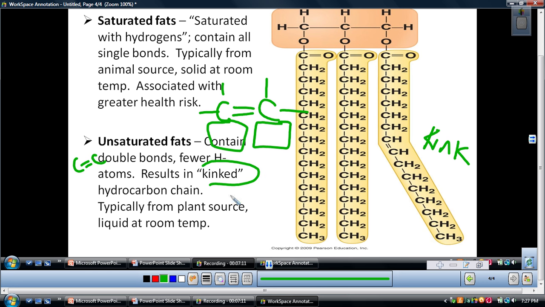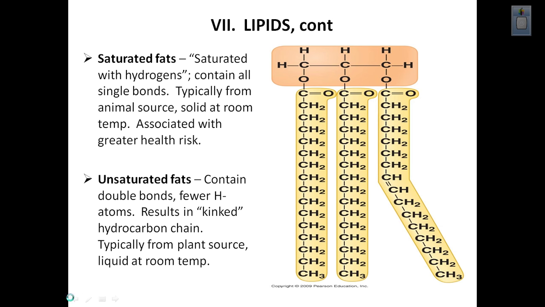The kink is when we get a bend in this fatty acid tail due to the presence of that double bond, and it's because of the placement of the electrons. So if I go back a slide, okay, if you look over here, there is no kink because these are all single bonds between the carbon atoms. Okay, but if I throw a double bond in there, I get a kink.